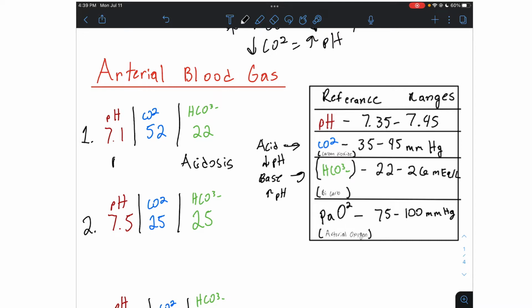Now that'll be respiratory acidosis. And why is it respiratory? Well, here, let me go ahead and give you a little rundown if you don't already know. If you already know, you can skip past this.